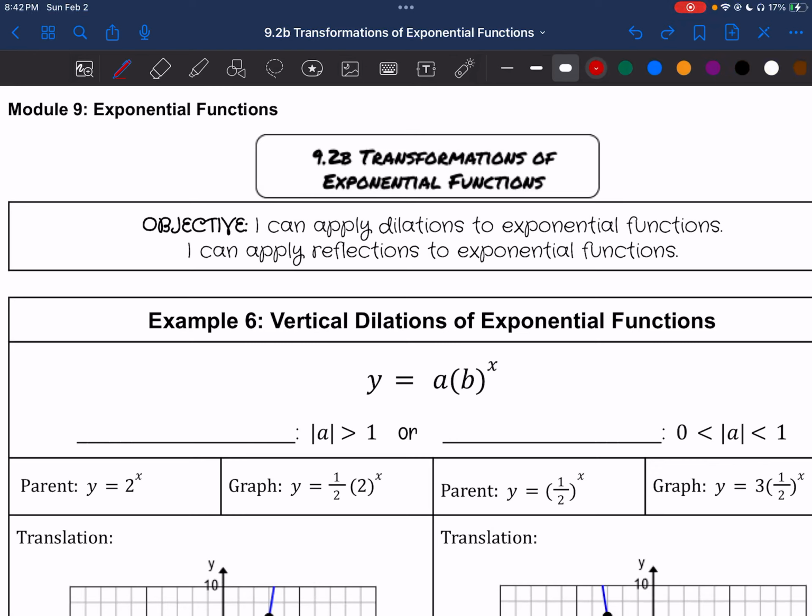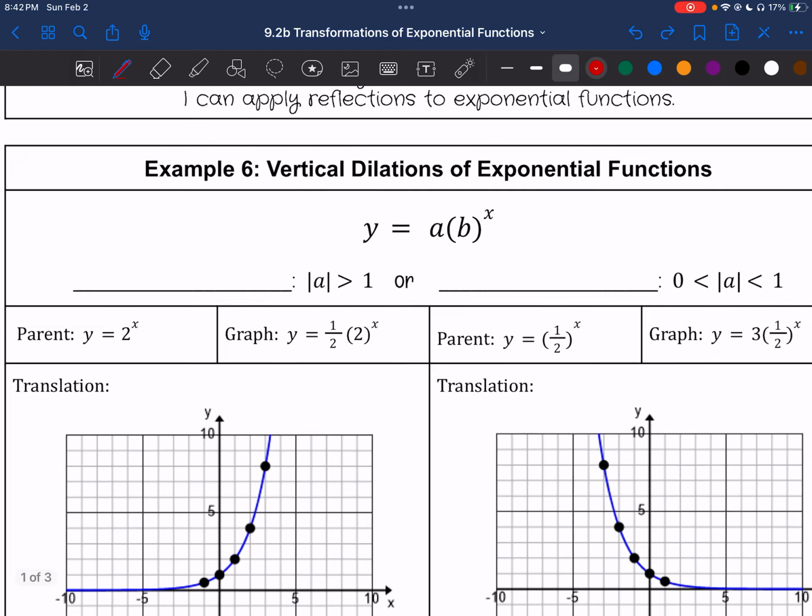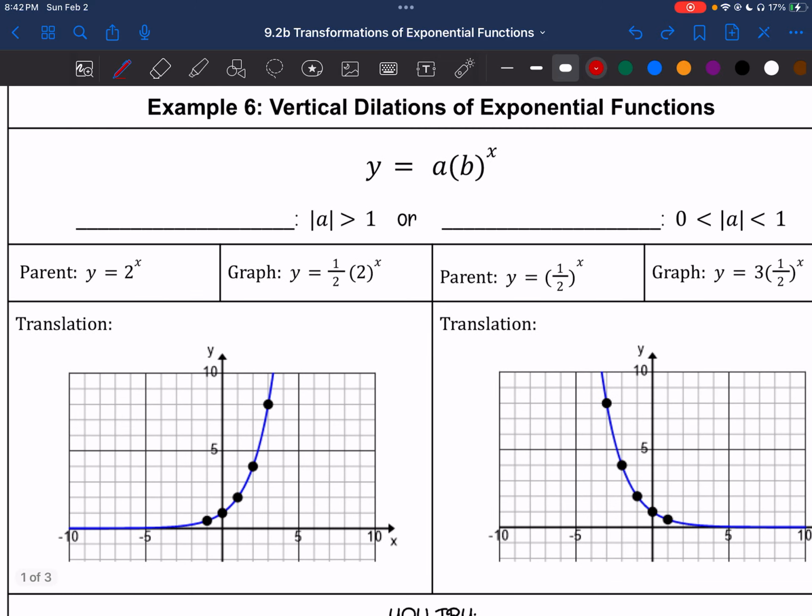Hello, and welcome to the video for 9.2b, Transformations of Exponential Functions. Our objective for today is that I can apply dilations to exponential functions, and I can apply reflections to exponential functions. So, example 6, vertical dilations of exponential functions.